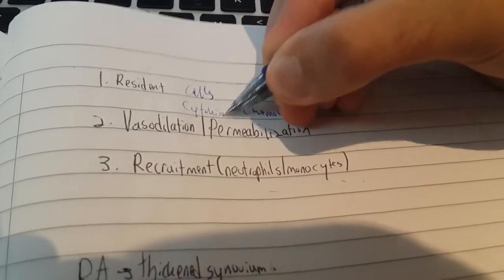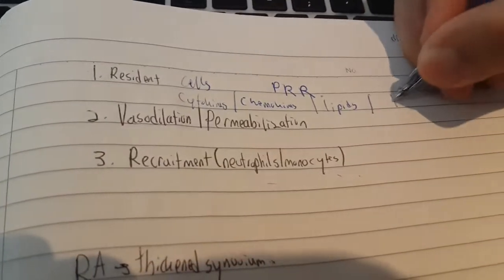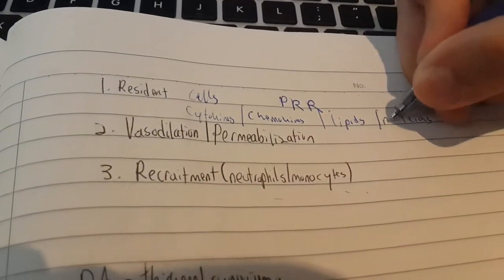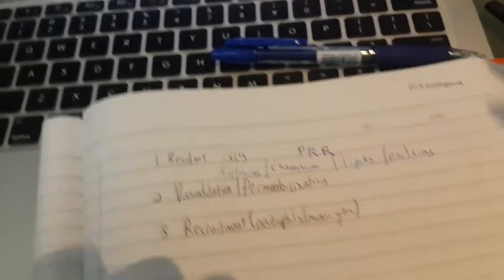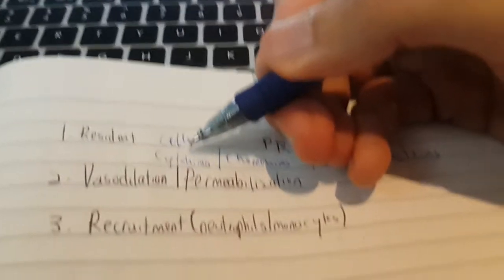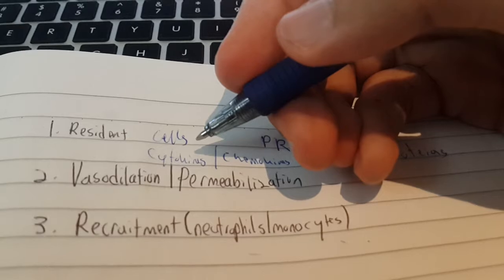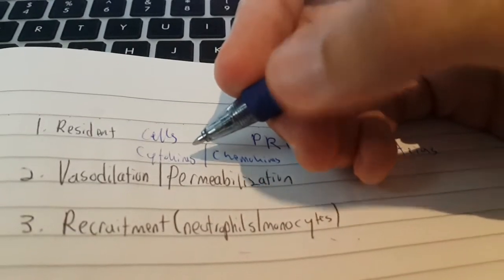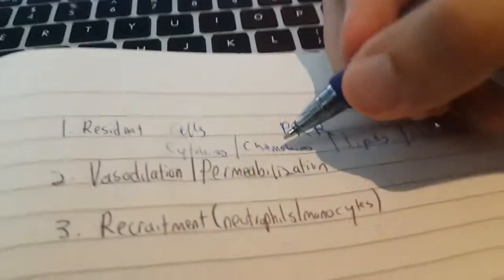cytokines, lipids, and proteins. Okay, each of these are involved in subsequent steps. For example, cytokines TNF-alpha and interleukin-1 are responsible for increased permeability, activation of paracrine cells, and increased extravasation.